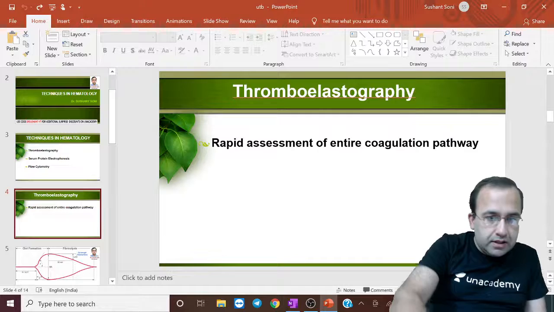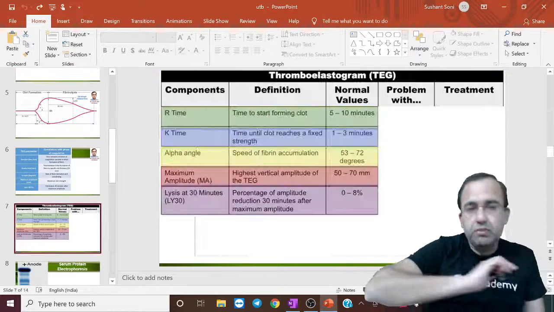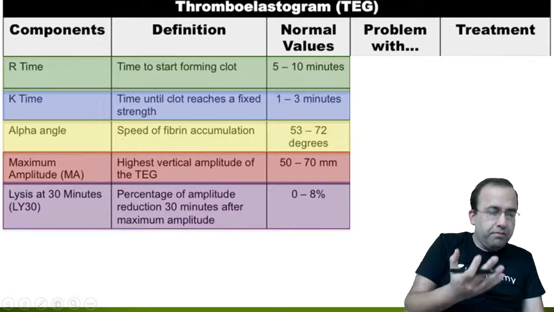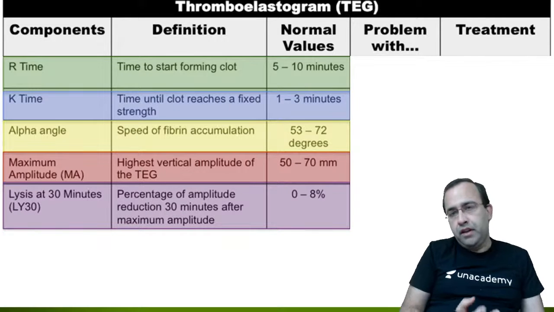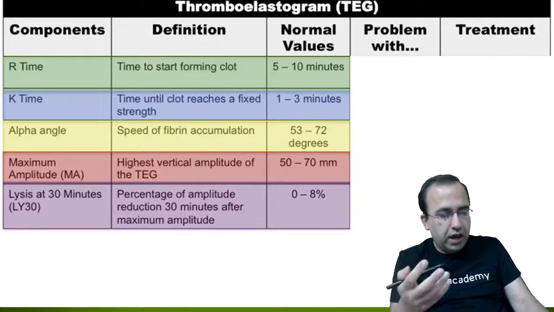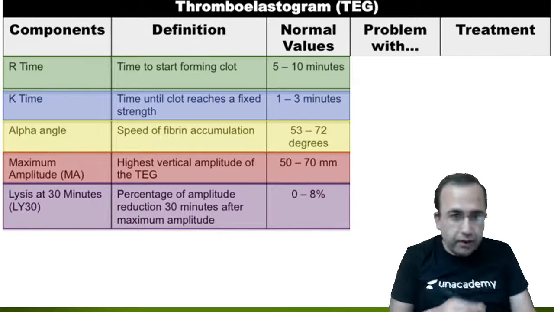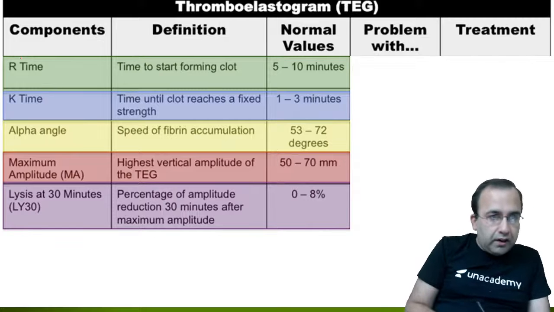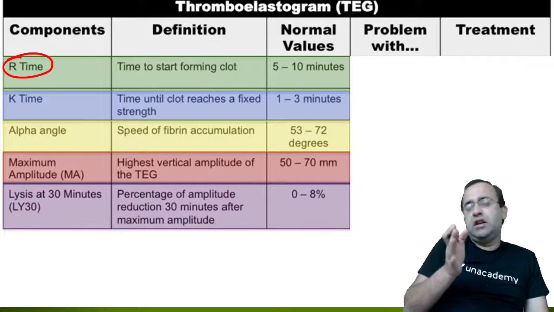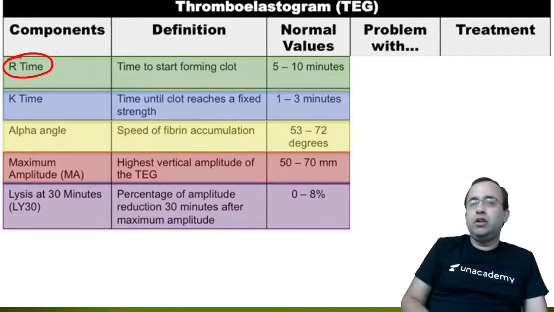This gets us to a much more important point. What if there is a problem in a particular component? What would the problem denote, and what will be the therapy for the same? Let us start with R, that is reaction time. Reaction time was the time to starting the formation of the fibrin clot.